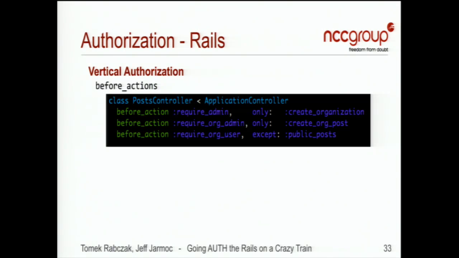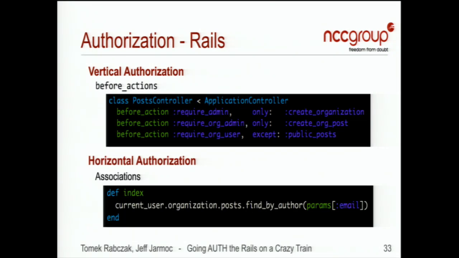So what does this look like within Rails? Vertical authorization tends to be implemented through the use of what are called before actions. Here we have an example controller called the post controller. The before action just says, if we're looking at the first line here for require admin, run the method require admin only on the create organization action. Or if we're looking at the last one, it says require an organization user for every single action except public posts.